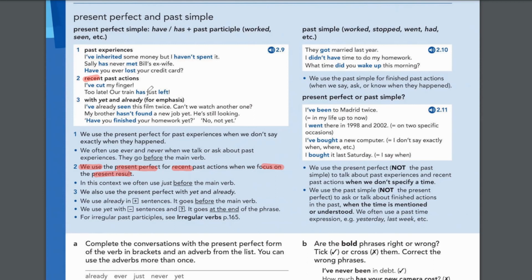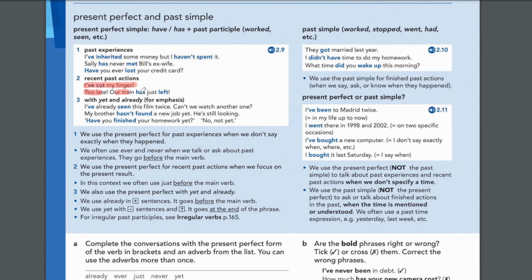Like how? I've cut my finger, right? I've cut my finger. Because I'm saying I have cut, or I've cut, present perfect, English people understand that your finger still has an injury. It hasn't got better. There is still some kind of injury in your finger.